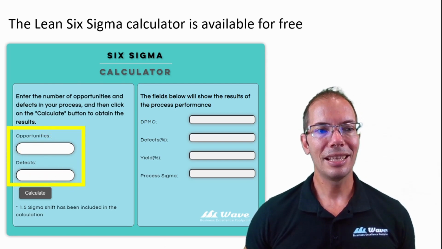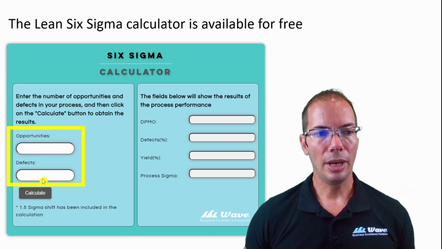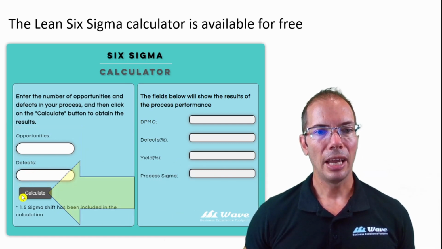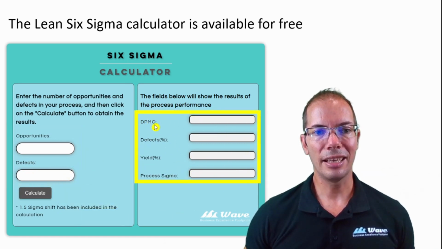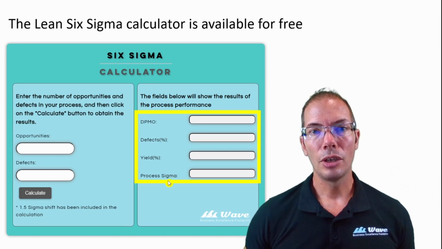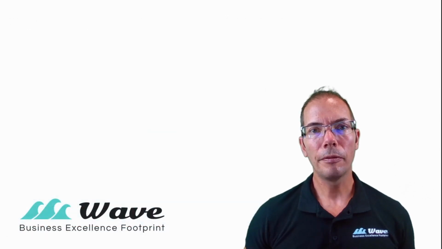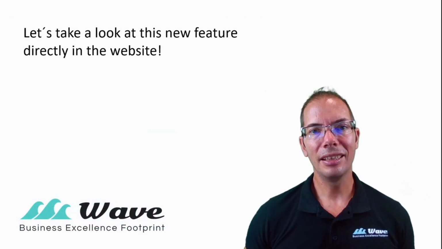It's very easy to use. All you need to do is enter the number of opportunities that you have in your process. You enter the number of defects in the process, then you select Calculate, and you obtain the results on the right side, which are your defects per million opportunities, your defects in percentage, your yield in percentage, and your sigma value, which will give you your process performance. And we already calculated the 1.5 sigma shift. Now I will show you where to find the calculator on our website and how to use it.